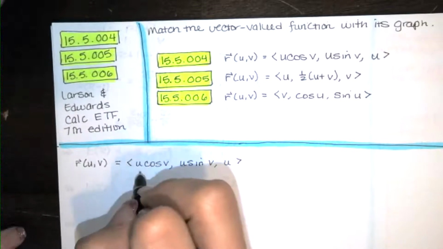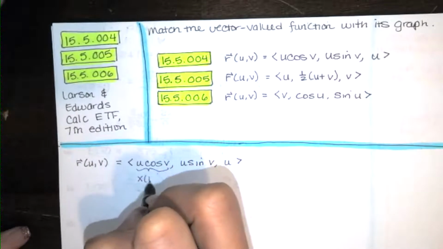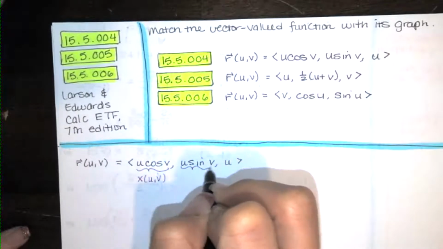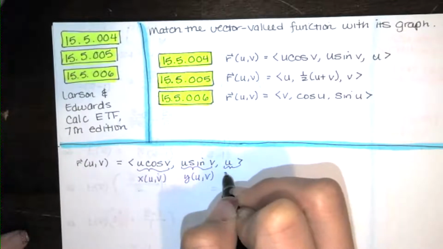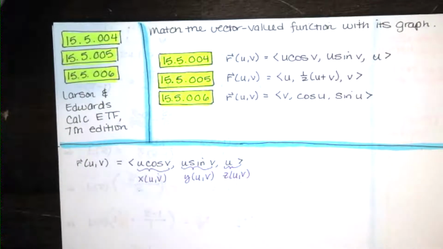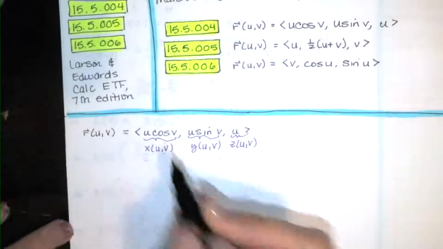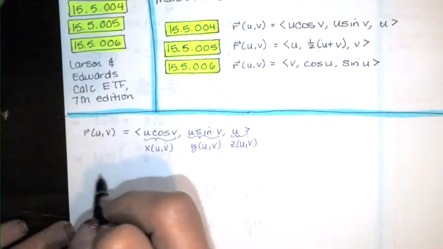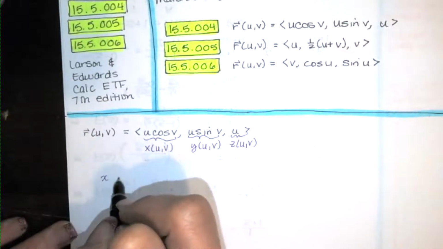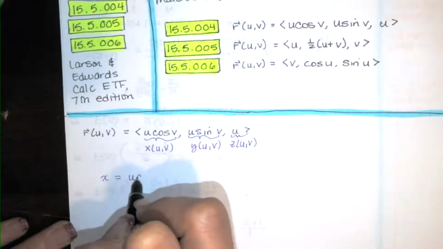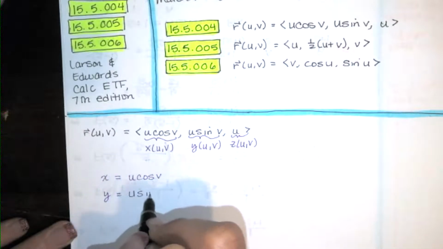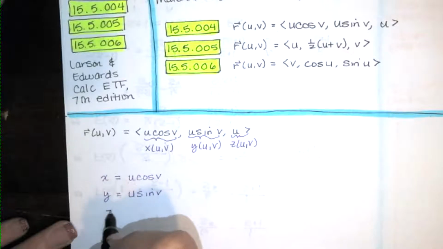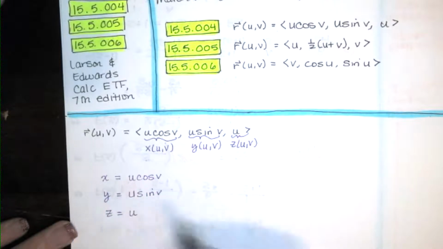Now this is our x component, so that is x of u and v. Our y component we can think of as y of u and v, and our z component is z of u and v. So I would write those down. If you want, you can drop the dependence on u and v just to make it a little simpler. We have x equals u times cosine of v, y equals u times sine of v, and z is equal to just u.